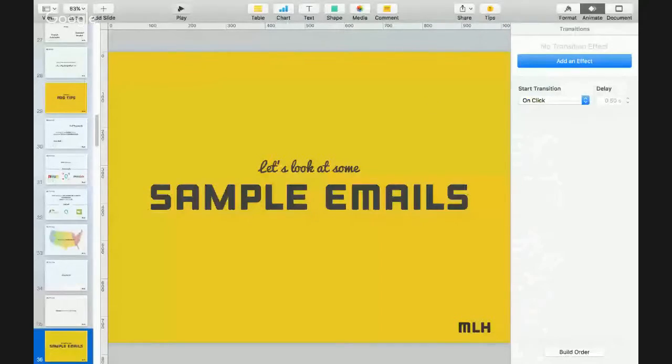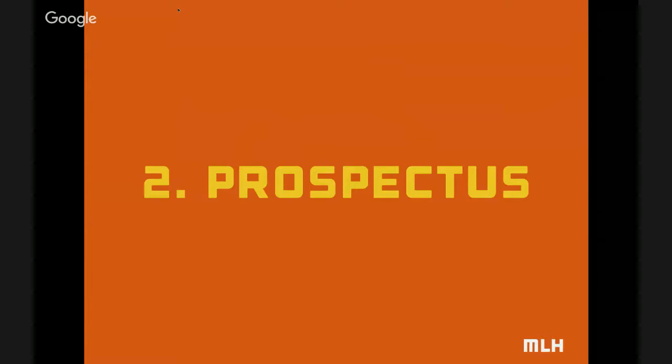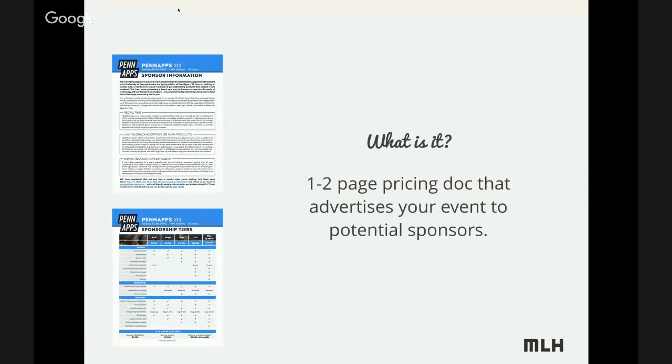Cool. So we're going to go back to this. The next thing that we're going to take a look at is the prospectus. The prospectus is a 1 to 2 page pricing document that advertises your event to potential sponsors.